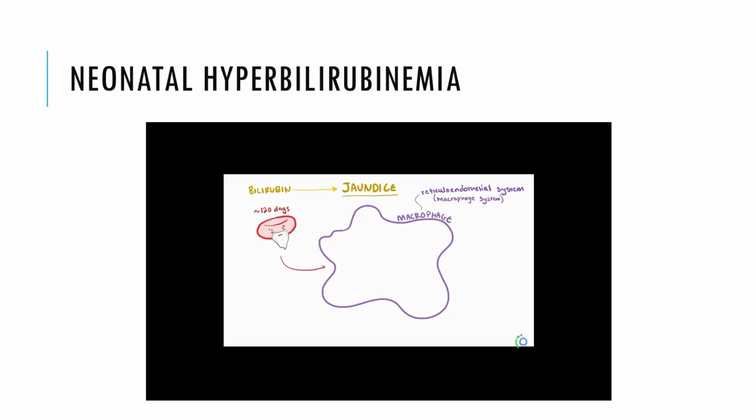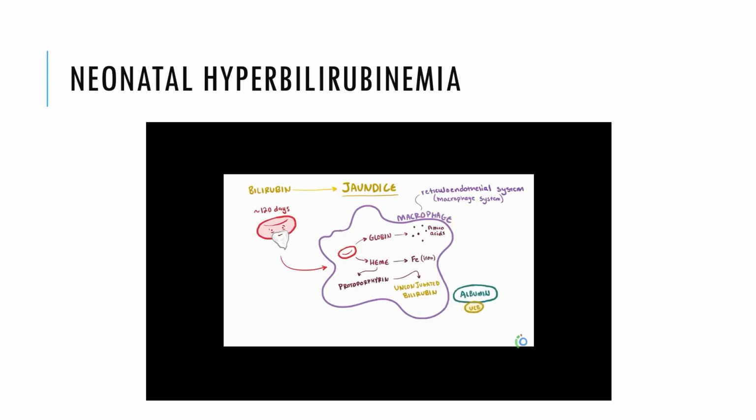Okay, so first the macrophage eats up the blood cell, and hemoglobin is broken up into heme and globin. The globin is further broken into amino acids. The heme, on the other hand, is split into iron and protoporphyrin. Protoporphyrin is then converted into unconjugated bilirubin, or UCB for short. Unconjugated bilirubin is the form of bilirubin that's lipid soluble, meaning it's not water soluble, right?